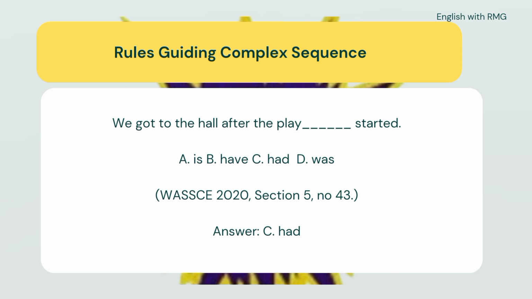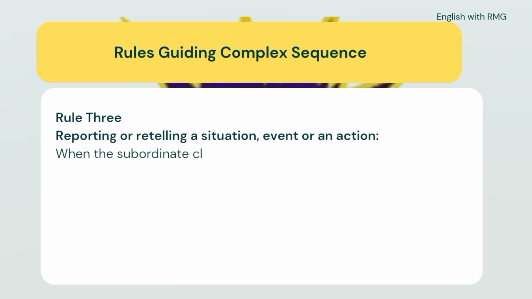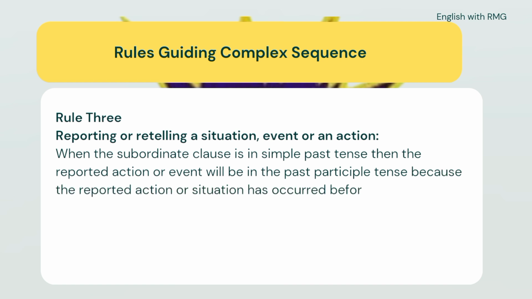Do you understand? So sequence of tenses rules help us to communicate different times, whether in the past or in the present, in our expressions correctly. For emphasis again, pay more attention to how the questions are answered than to the rules. Now let's move on to the next rule, rule 3, which is reporting or retelling a situation, event, or an action. That is, when an action has already happened and I'm trying to retell or report it, how do I use my tenses in this context?